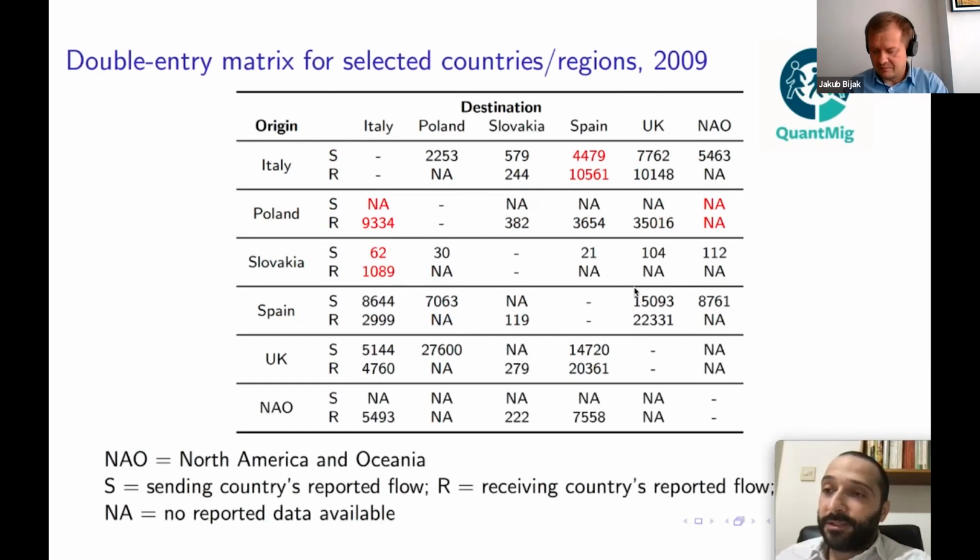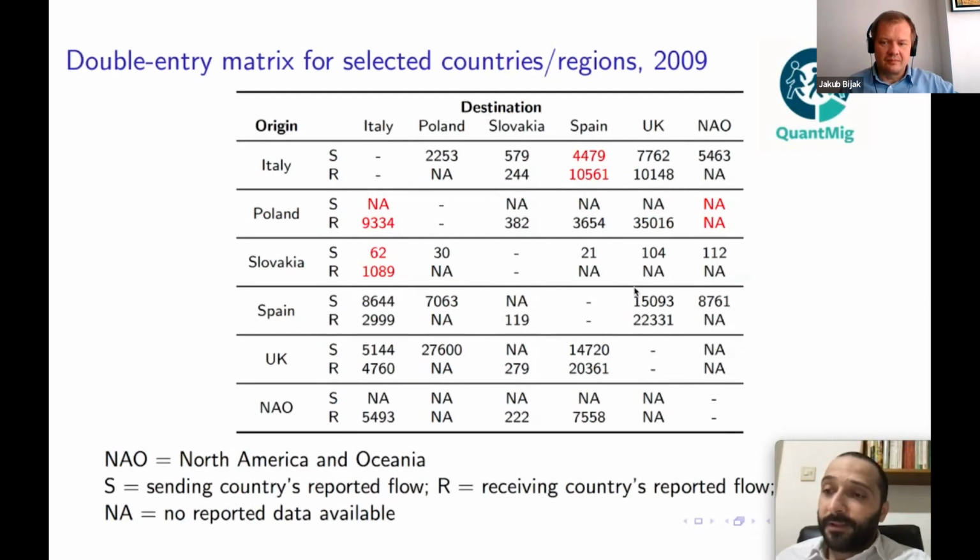To illustrate these issues, here is a small segment of the reported data on migration flows for some selected countries and the North America and Oceania region in 2009. It is in the form of what is called a double entry matrix. Each cell corresponds to a migration flow where the row is the origin and the column is the destination. A given flow can potentially have 2 reports, one by the sending and one by the receiving country. However, these 2 reports will not necessarily agree.